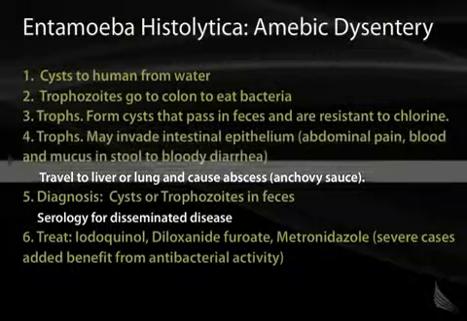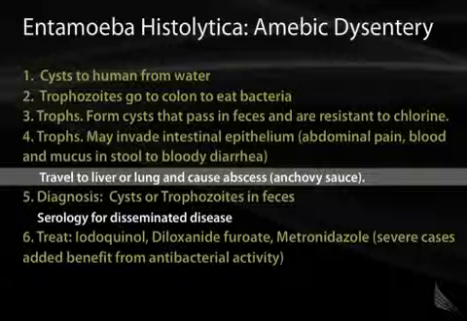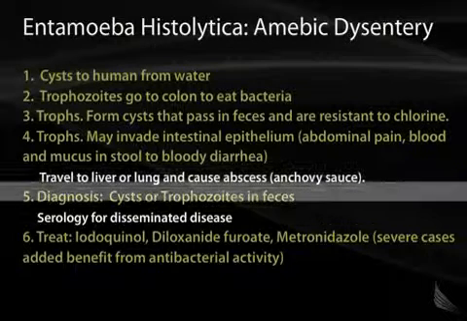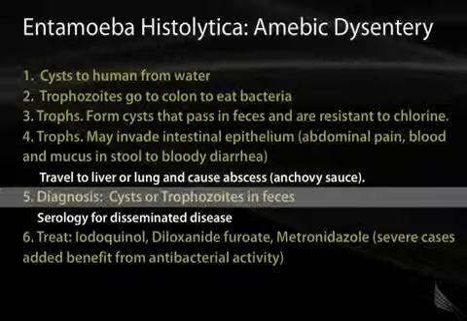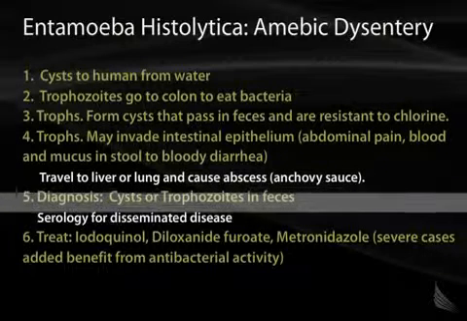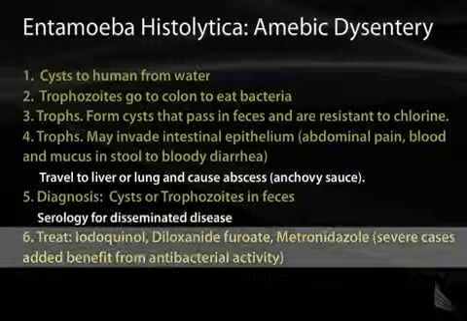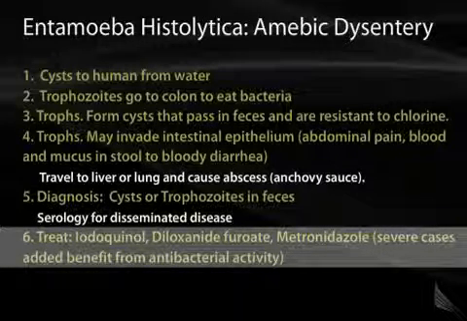They can travel to the liver or to the lung and cause abscesses, where they'll frequently have what's called anchovy paste. It's kind of a pustular red material around their abscesses. The diagnosis is based on cysts or trophozoites in the feces, and you can use serology for disseminated disease. You can treat with metronidazole.